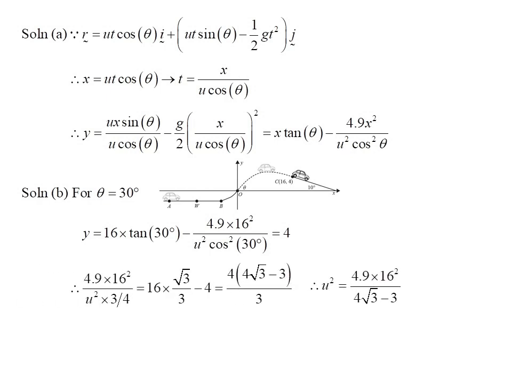After substituting the values of tangent 30 degrees and cosine 30 degrees into the equation, u squared can be made the subject of the equation, which equals 1.9 times 16 squared over the result of 4 square root 3 minus 3. Hence, u equals 16 times square root of 4.9 over the result of 4 square root 3 minus 3, which is approximately equal to 17.87 meters per second.